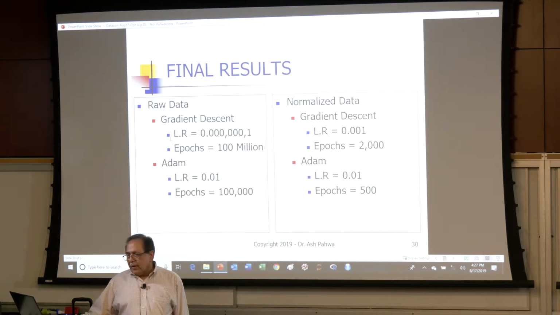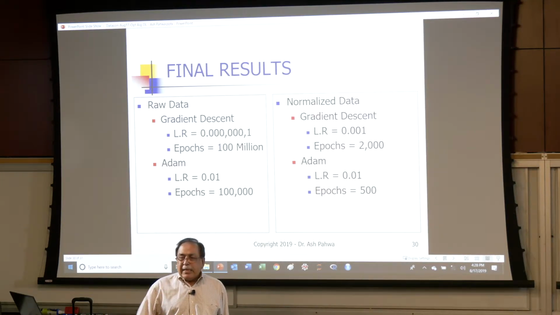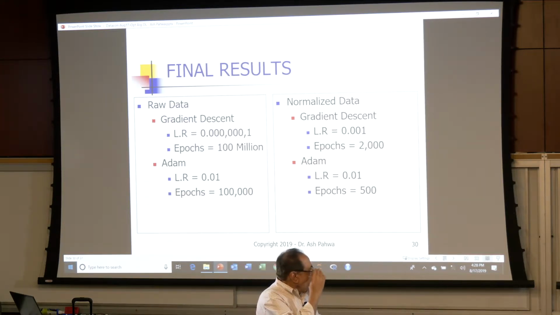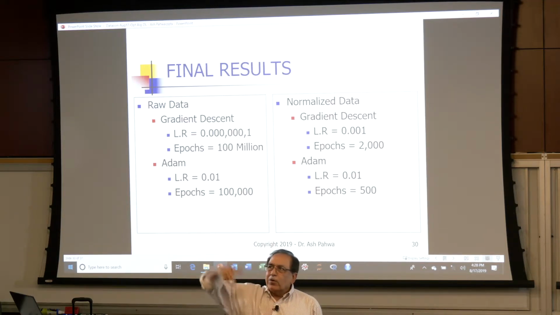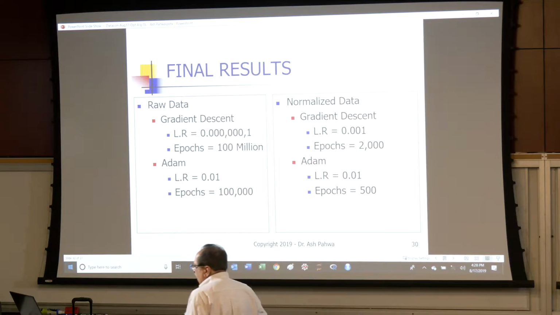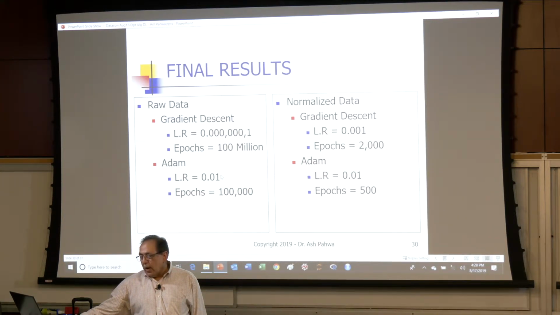So, here are my results. If my learning rate is very small and I use gradient descent, it took 100 million epochs to converge. If I increase my learning rate a little bit more, it will never converge, because things will just go out of control. Now, if I use Adam, I can increase my learning rate to 0.01, and within 100,000 epochs I can converge.